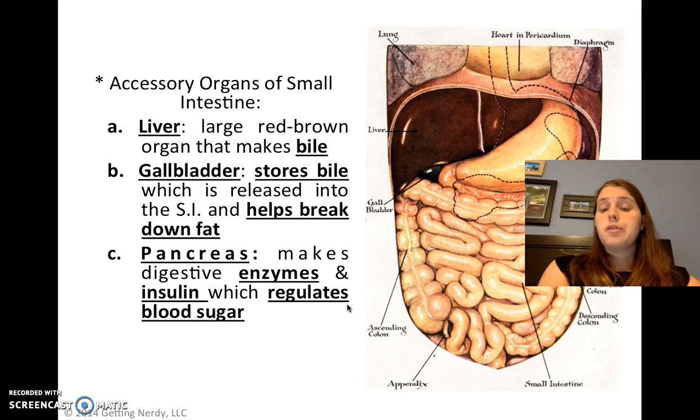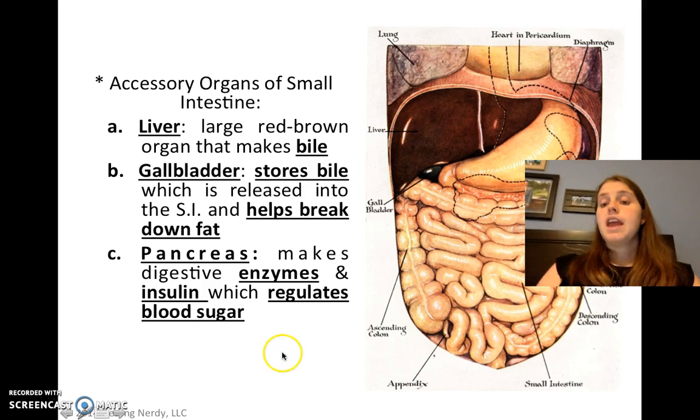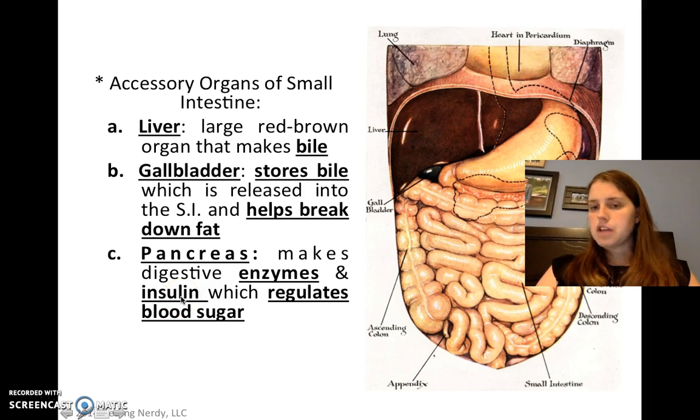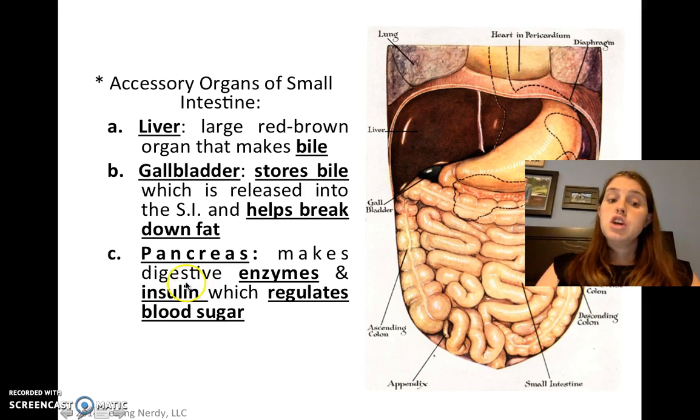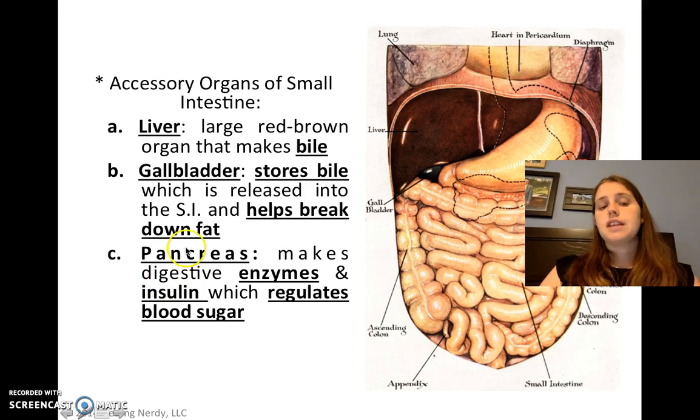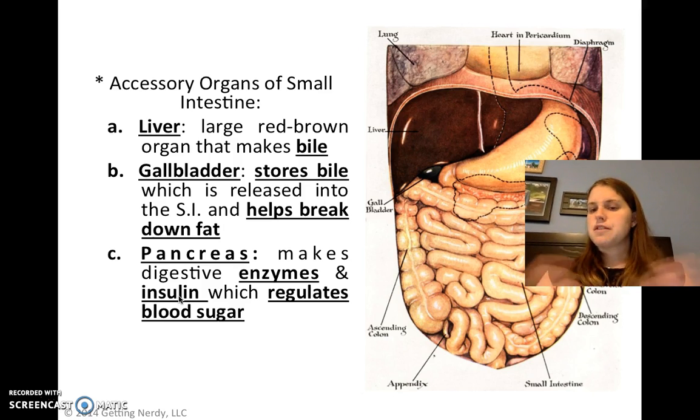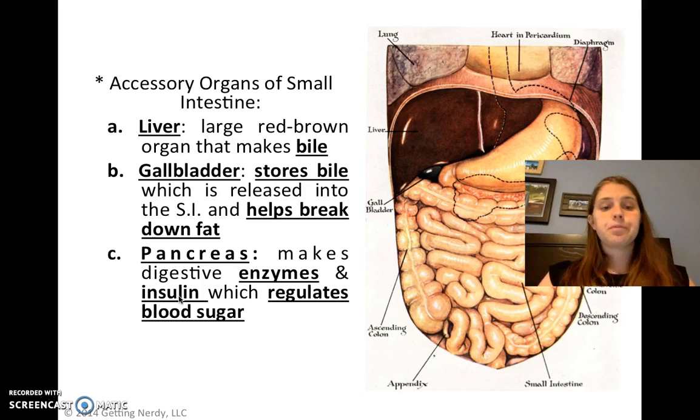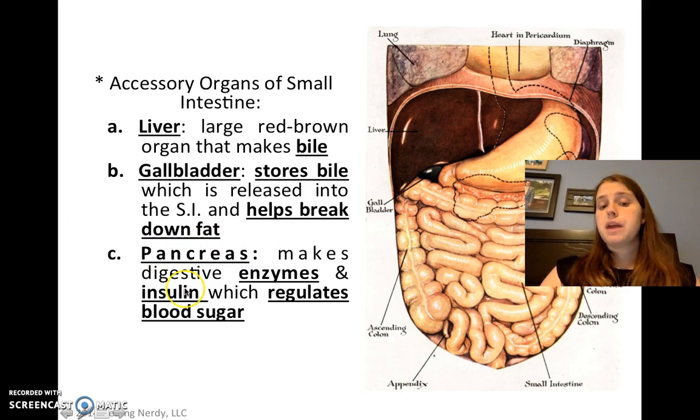There is, though, the case when you have too much sugar in your blood. When you have too much sugar, you don't need that much, and you don't want to poison your cells. So there's this hormone called insulin that your pancreas makes, and that controls your blood sugar. It takes all that sugar and makes it into fat. It stores it for later in case you don't have enough sugar later. So that's your pancreas's job.